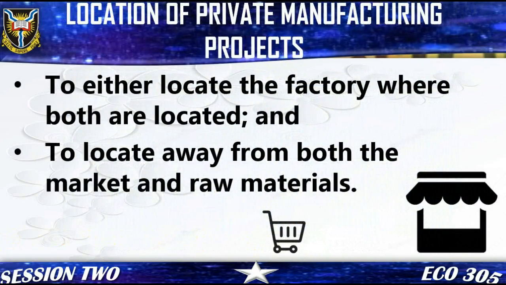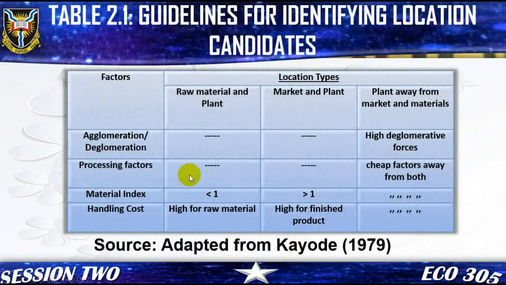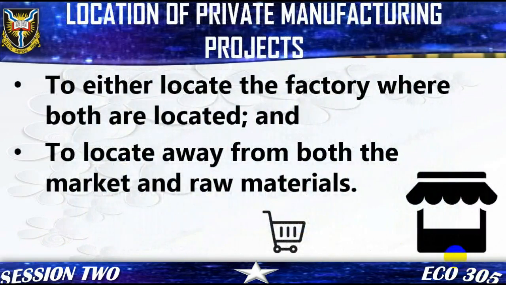A. The nature of raw materials. This gives an indication of the material index. B. Importance of agglomerative or deglomerative forces such as banking, information and research facilities. C. Processing costs, particularly of labor services. The above reasons can assist in identifying the most likely location candidates, most especially through the use of the guide presented in the table below.